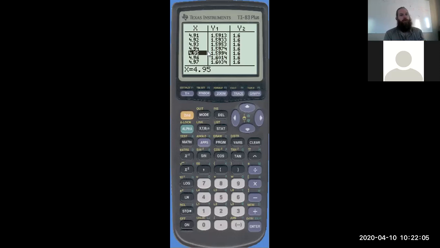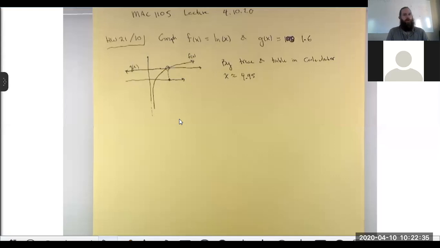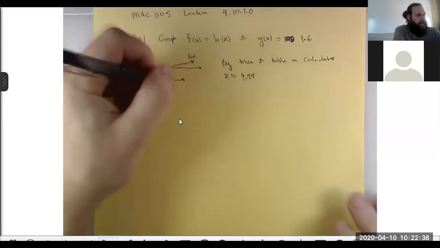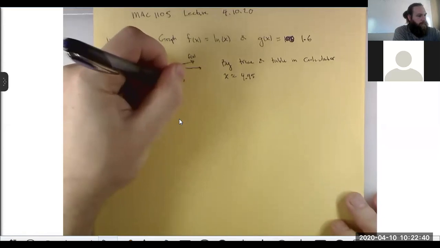So if I was giving this to 2 decimal places, I would say by trace and table in calculator, the solution has to be 4.95-ish. Okay, there's got to be a more convenient way to switch from one screen share to another. So this x value right here is about 4.95.